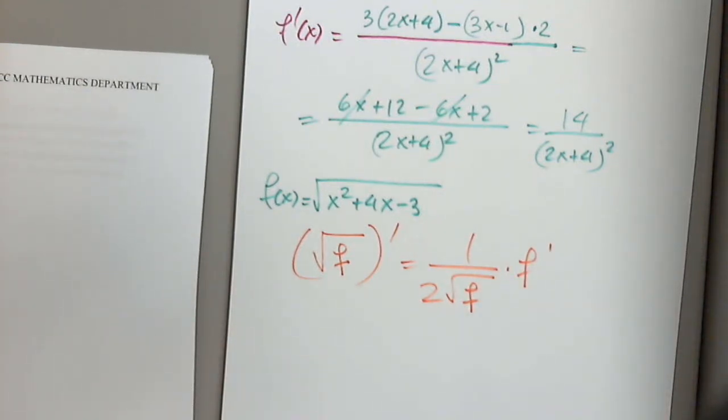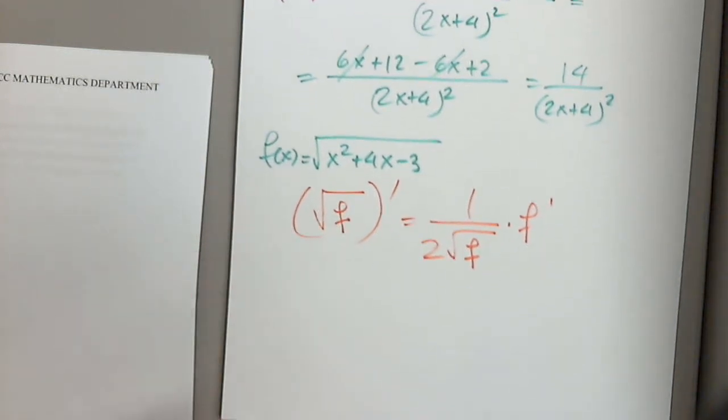So obviously, it's going to be very simple, but you have to apply this because it's f to the 1 half. You bring 1 half in front, you subtract 1 from 1 half, which is going to be f to the negative 1 half, times the function prime. And this is f of this. This is f. So let me know when you're ready.